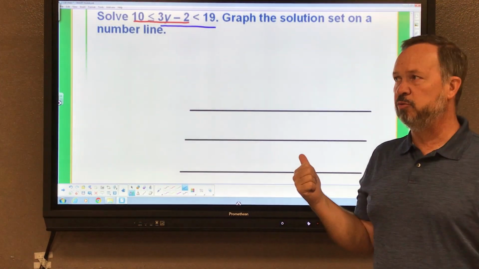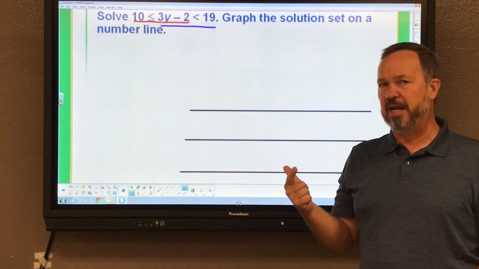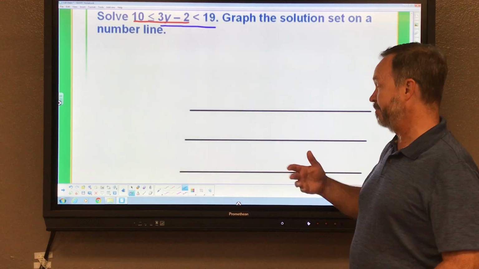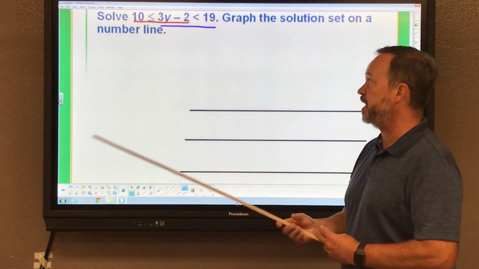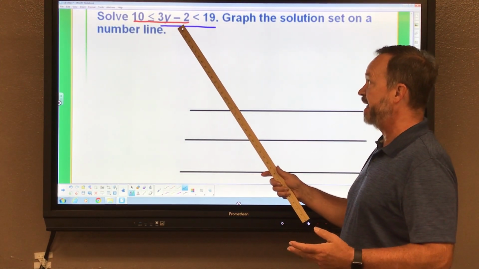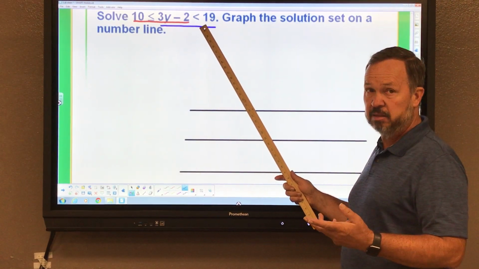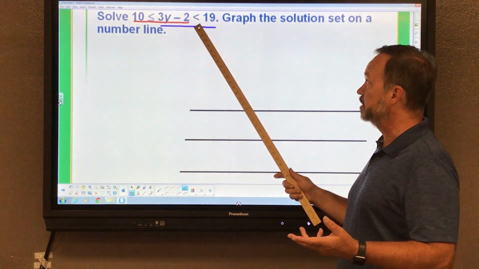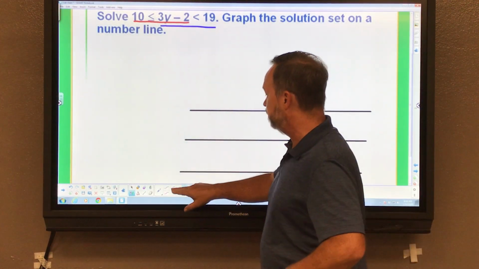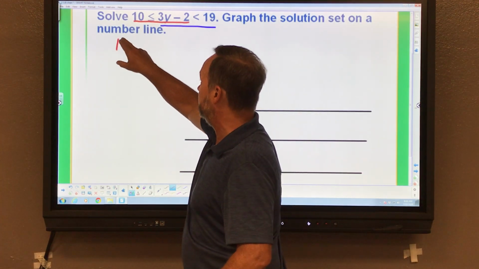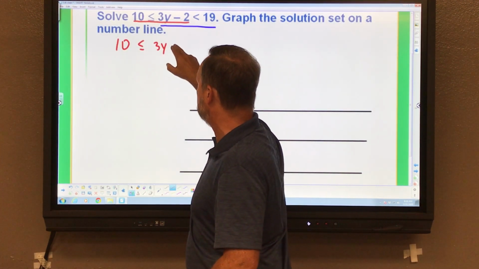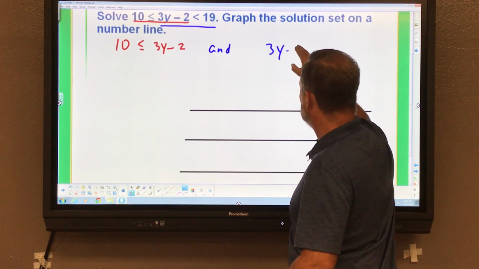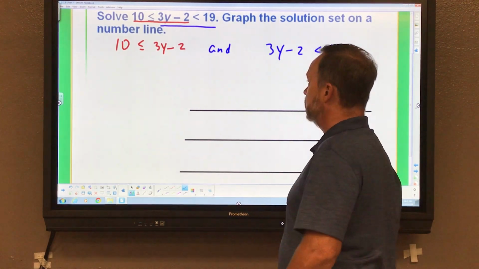Now, one of the things that you don't see here is the words and, or. They're missing. And the reason is because we're saying 10 is less than or equal to that, and, did you hear me say and? 10 is less than or equal to that, and that, you hear me say and, is less than 19. So, that being said, what we know is that 10 is less than or equal to 3y minus 2, and 3y minus 2 is less than 19. So that's what we're working with.